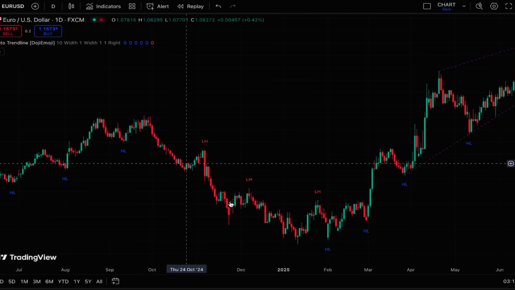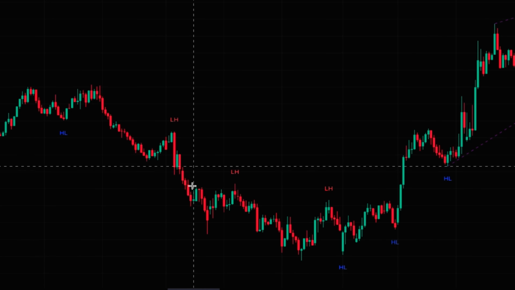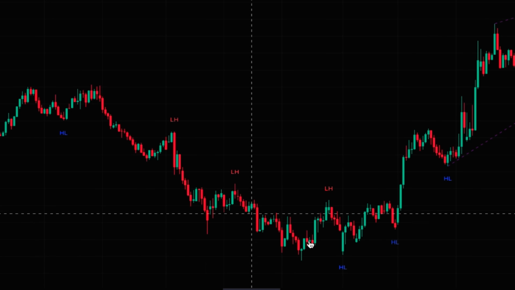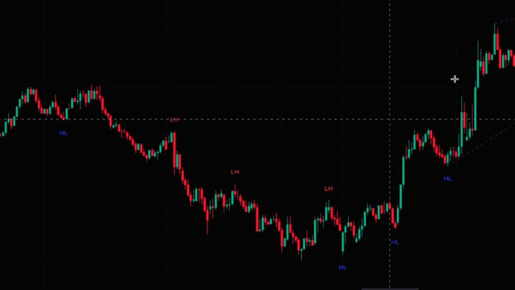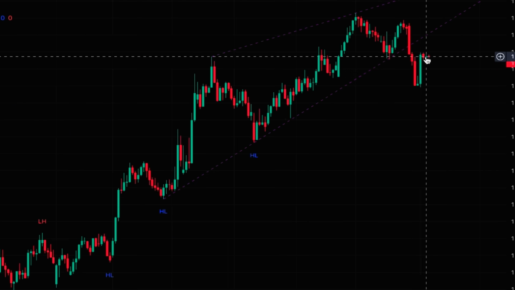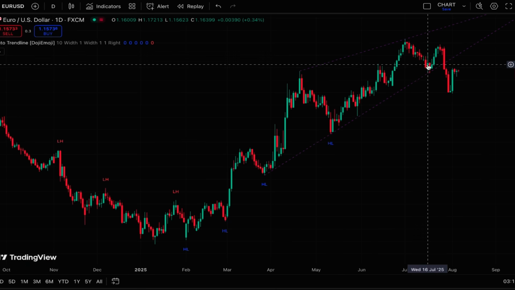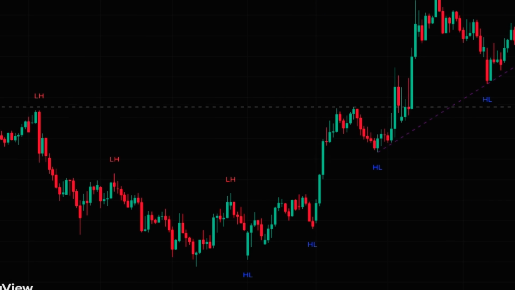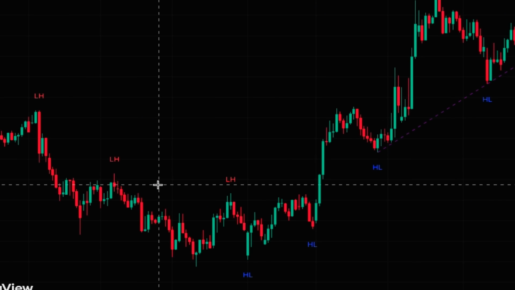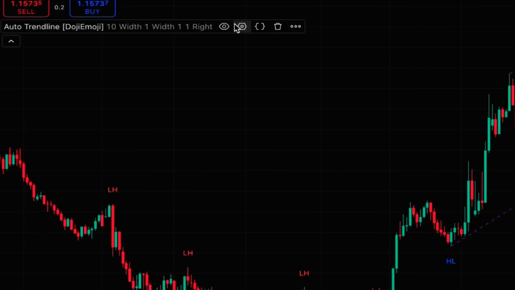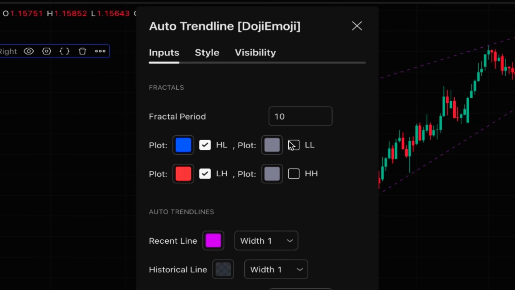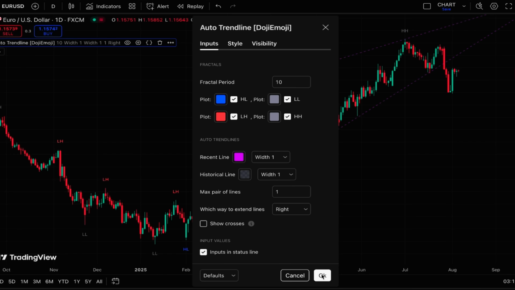Alright, this is the indicator, and based on the fractal of the price, it shows lower highs and lower lows or higher lows and higher highs on the price chart alongside trend lines for the current trend of the market. By default, only higher lows and lower highs are shown on the chart, so we need to go to the settings of the indicator, and here we can turn on lower lows and higher highs, so they will also be added to the chart.